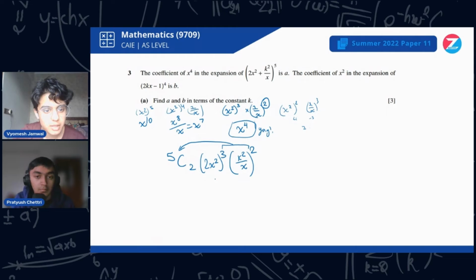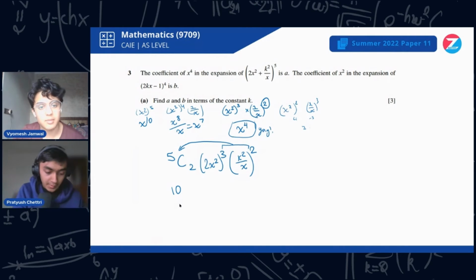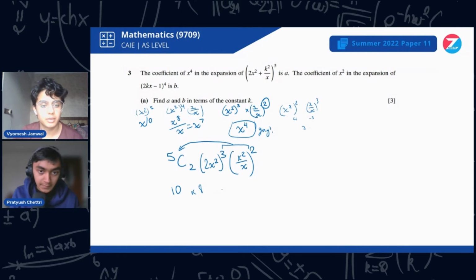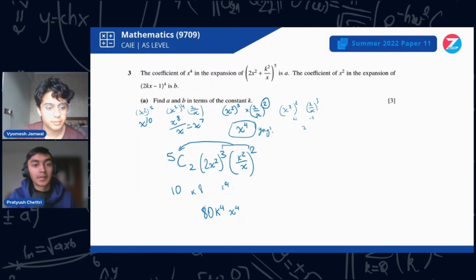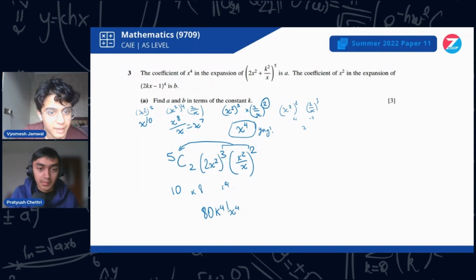Let's try to expand this. 5c2 is 10, and then times 8, and then k to the power 4. So that'll be 80k to the power 4 x to the power 4. So now we have found A.